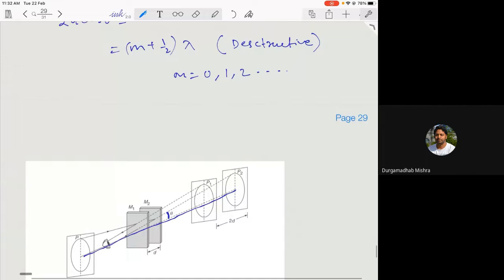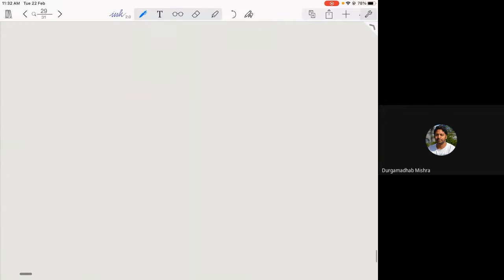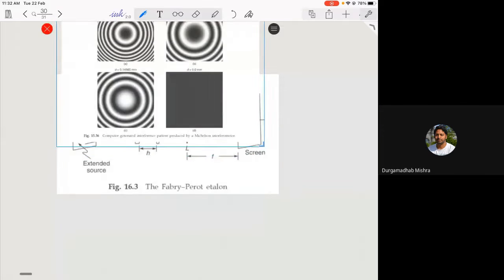So the consequence is, if you increase d, basically the fringes will collapse and move towards the center. And if you decrease d, the fringes will actually collapse and move more towards the center. And if you increase d, you expand the rings. So this is what happens. And from this figure, it will be clear. So let's see, where is that? Oh, I put it too far away.